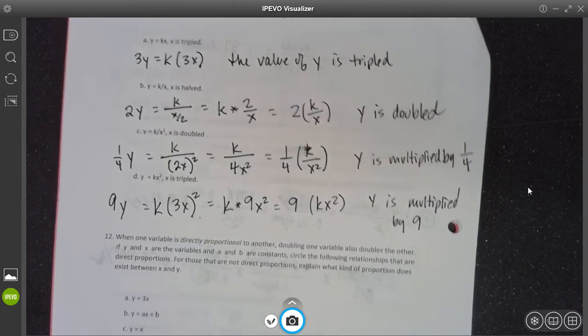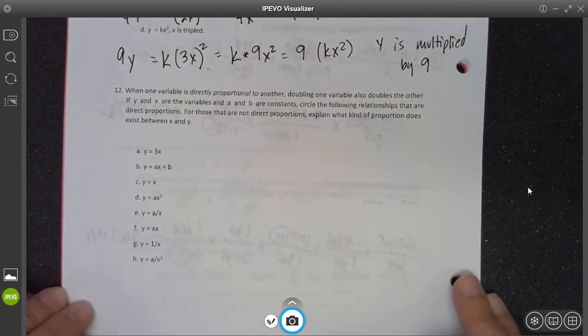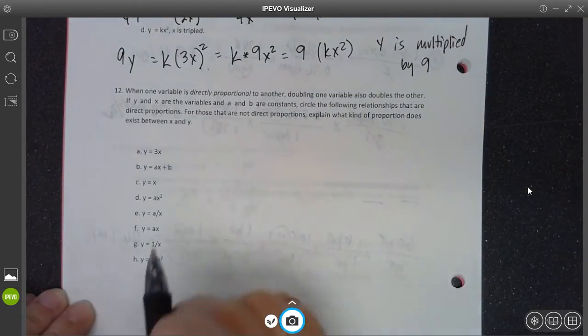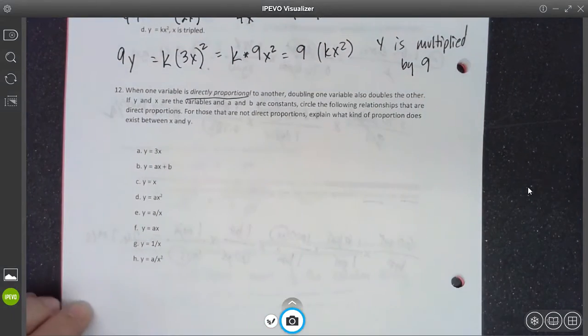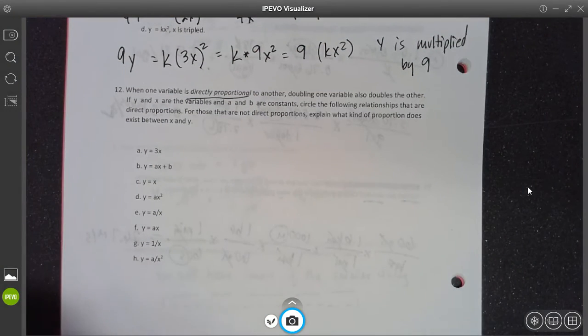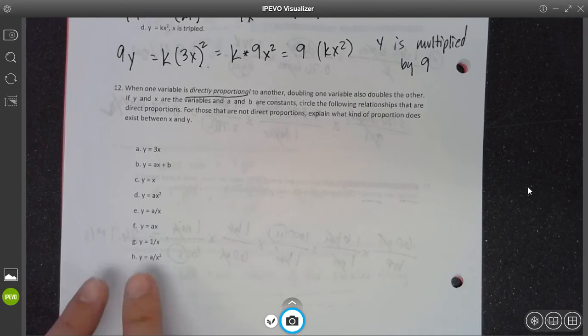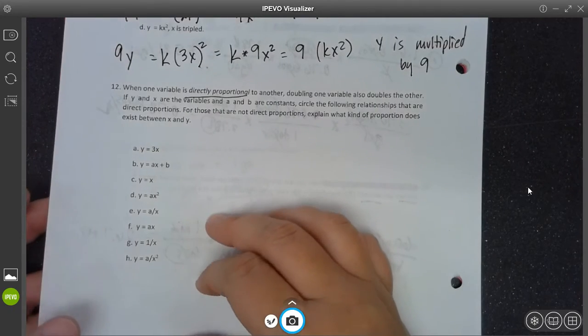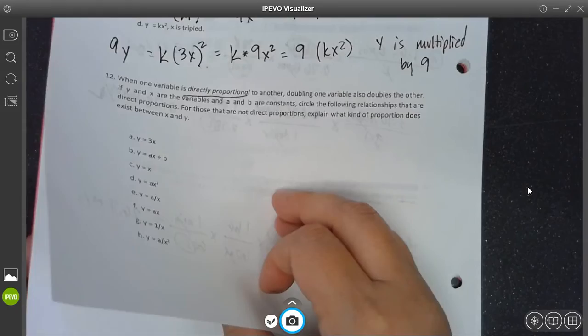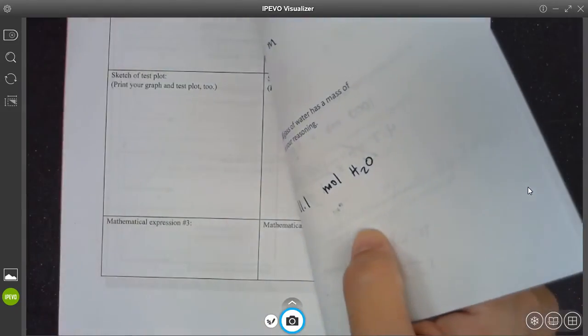Okay, so the number 12 says, well, one variable is directly proportional to another. Doubling one variable also doubles the other, so the same thing happens to both sides when they're directly proportional. If y and x are variables and a and b are constants, circle the relationships that are direct proportions. For those that are not direct proportions, explain what kind of proportion does exist between x and y. So this is going back to that handout sheet.